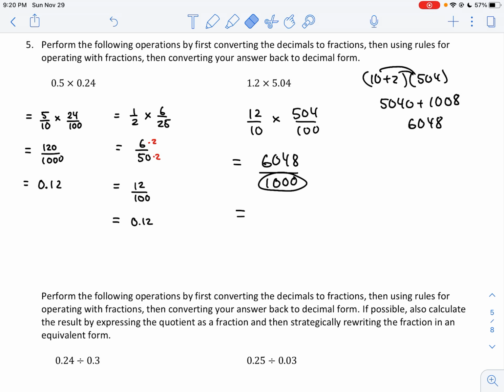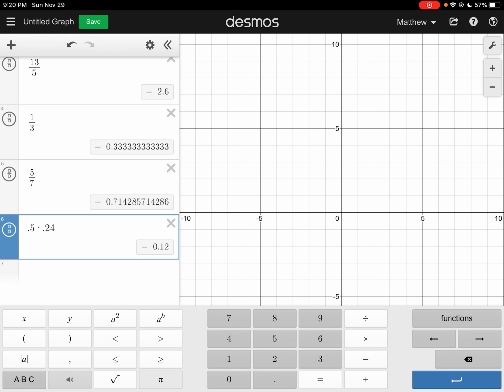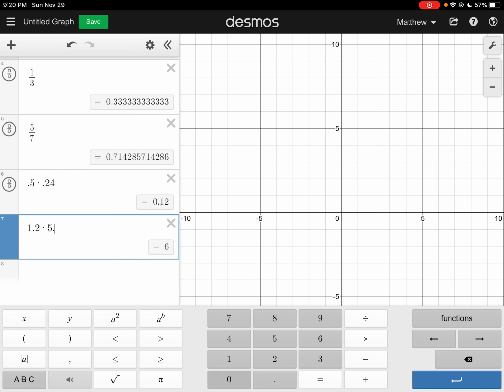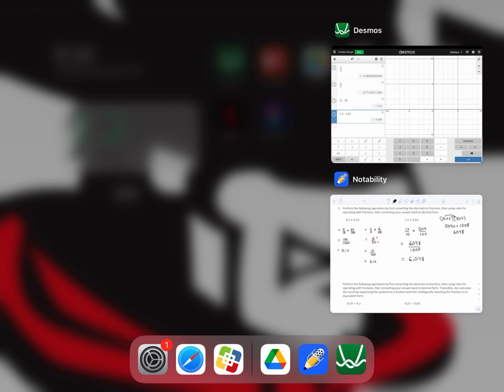And to convert this back to decimal is very easy because our denominator is a power of 10. So it's like dividing by 1,000. So I'm going to move the decimal left 3 spots. So 6.048 is the result. Let's confirm that. 1.2 times 5.04, 6.048 is the result.